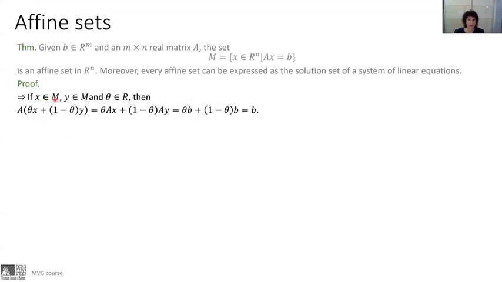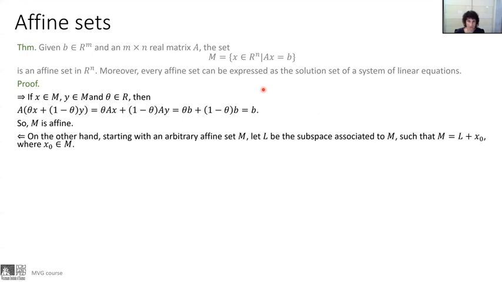So if x belongs to M and y belongs to M and theta in R, then we'll take A times the element theta x plus (1 minus theta) y. We would like to show that this new element also belongs to M, which means that it obeys Ax equal to b. And by linearity, we all know that we can take theta out and 1 minus theta out. This is b, and we get immediately b. So this is an affine set. This is the easy direction.